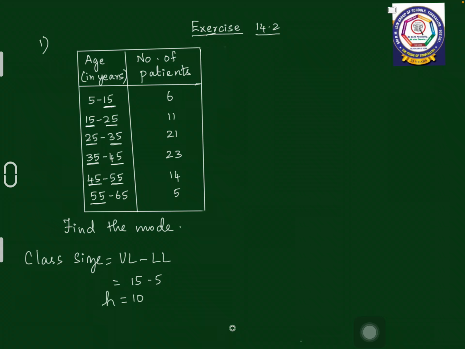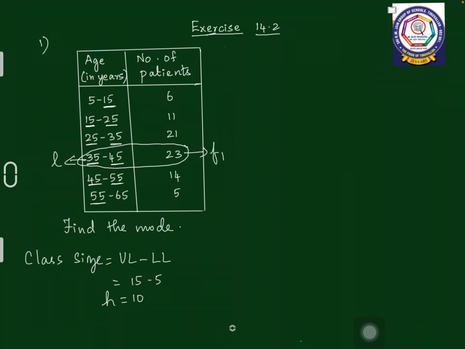Now how to find the mode? For that we need the modal class. So what is the modal class? In the given frequencies, let us check which is the highest: 6, 11, 21, 23, 14 and 5. The highest frequency is 23. So that class interval will be chosen as the modal class. In that, the lower limit is your L, and the frequency is your F1.